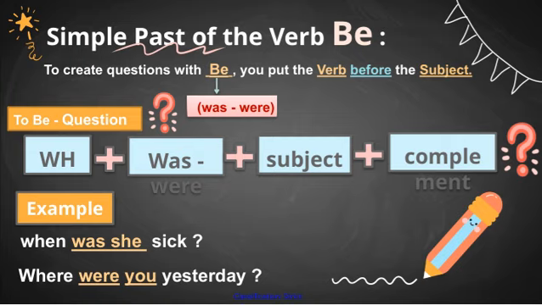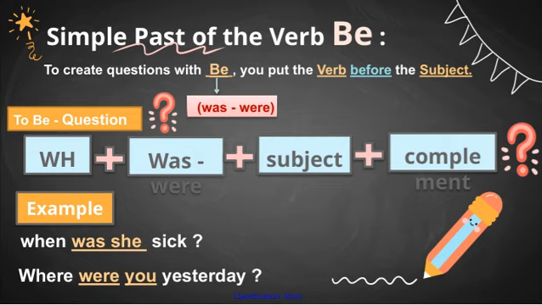For instance, "Where were you yesterday?" asks about location in the past, while "When was she sick?" asks specifically about the time she was unwell. The main idea is that to create questions with be in the past tense, you simply reverse the typical sentence order by placing the verb before the subject. This is a fundamental rule when forming questions in simple past tense with was and were.